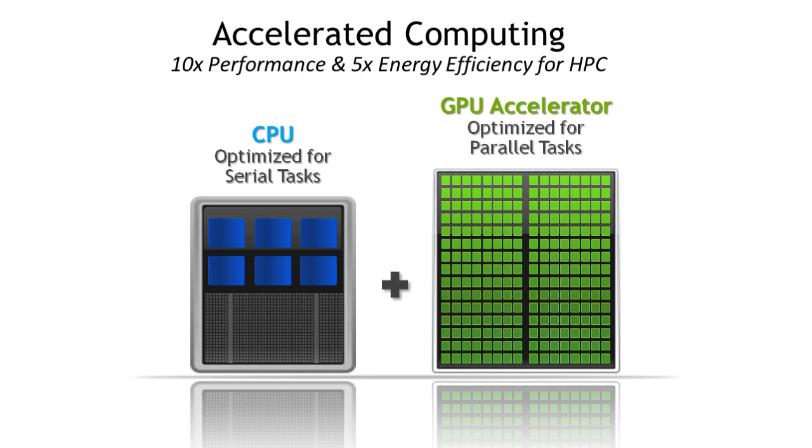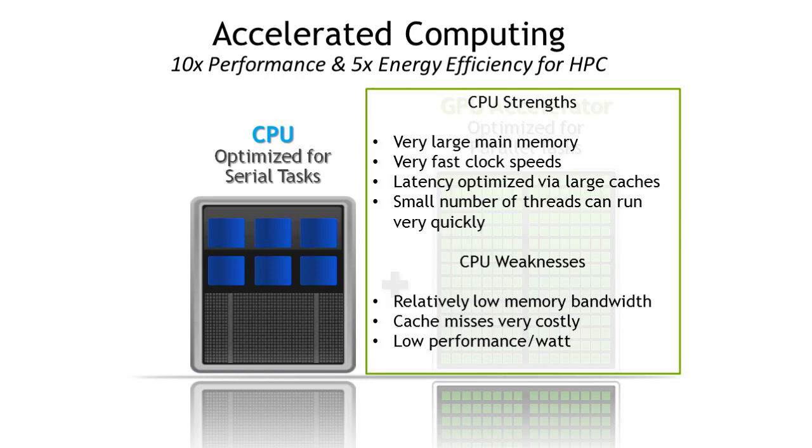But let's focus in a little more on the specific strengths and weaknesses of both of these, because in fact when you're running your code in order to get the best possible performance, you're going to have some things that will run better on a CPU and some things that will run better on the GPU, and it's using them together that makes accelerated computing work. Starting with the CPU, CPUs tend to have a very large main memory. So for scientific computing in particular, we tend to have very large data sets, and CPUs excel at having space for these large data sets.